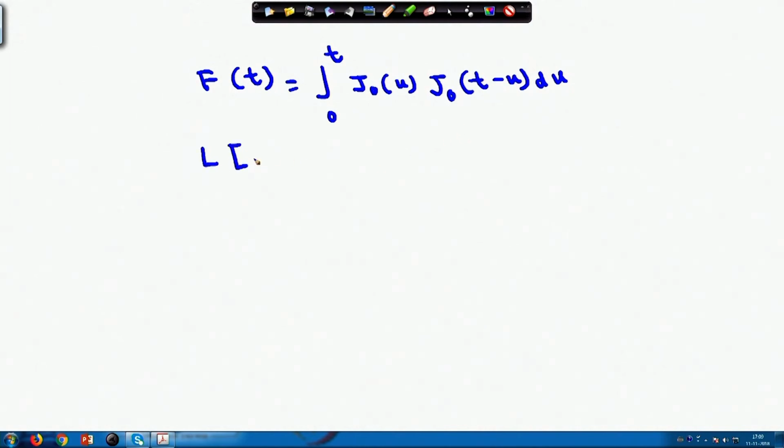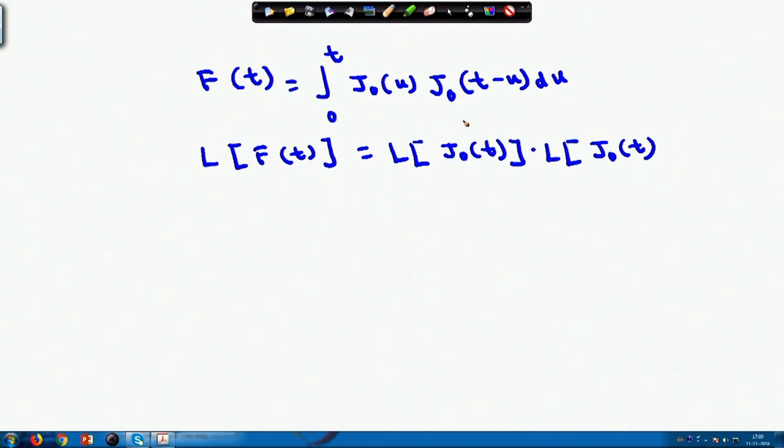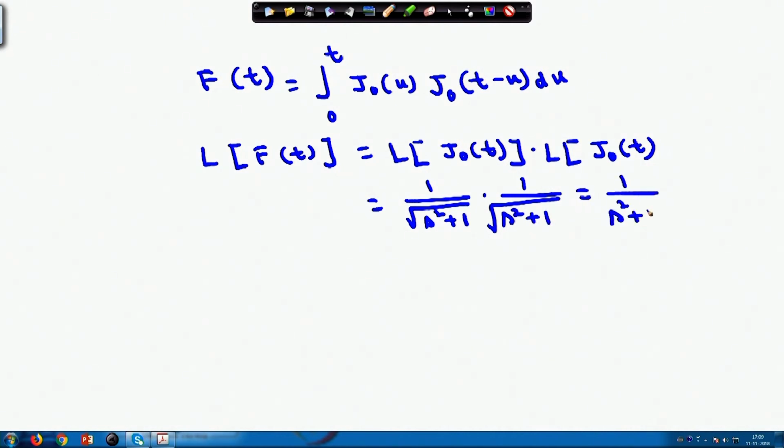If I take the Laplace transform of f(t), using convolution, I can write the Laplace transform of J0(t) into the Laplace transform of J0(t). This integral is nothing but J0(t) convolution J0(t). If I take the Laplace transform, I can break it into two parts. So, this equals 1 by root over s square plus 1, which is the Laplace transform, and here also 1 by root over s square plus 1. So, you will obtain this value as 1 by s square plus 1.